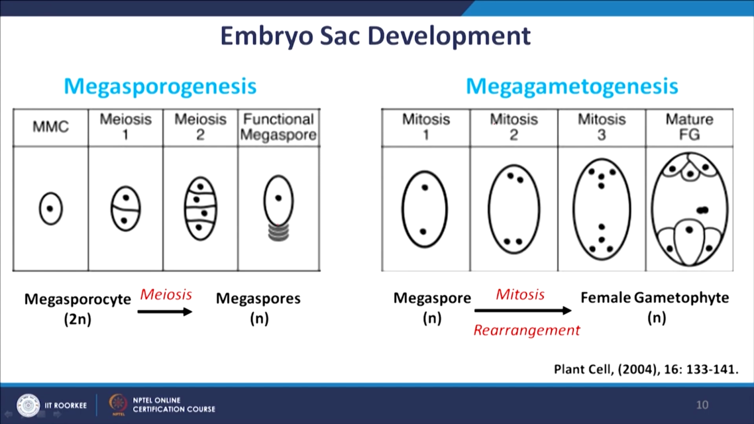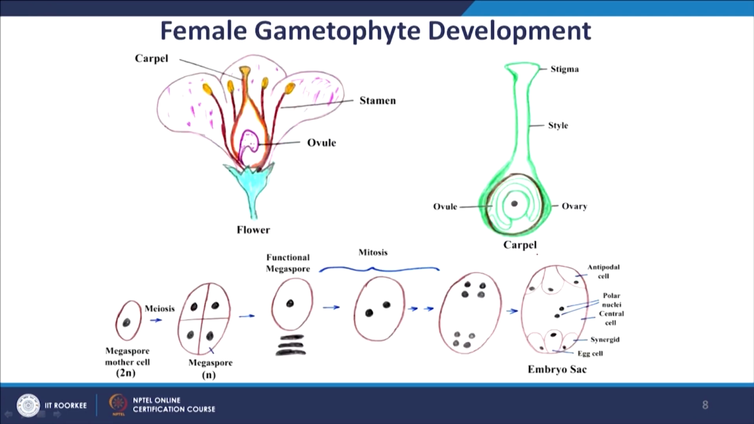Then another stage is megagametogenesis, where these megaspores undergo mitosis, cell division and rearrangement to generate a female gametophyte. This female gametophyte, which is also called the embryo sac, contains 3 antipodal cells on the apical region of the embryo sac. Then it has 2 synergids and 1 egg cell at the basal end of the embryo sac, and then a central cell containing 2 haploid polar nuclei.